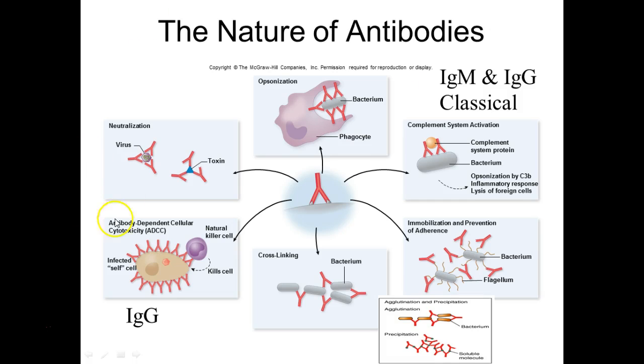When antibodies bind to viruses and toxins and basically stop their specific attachment to our cells, we refer to that as neutralization, because we've essentially stopped them from being infectious or damaging. We can neutralize them.